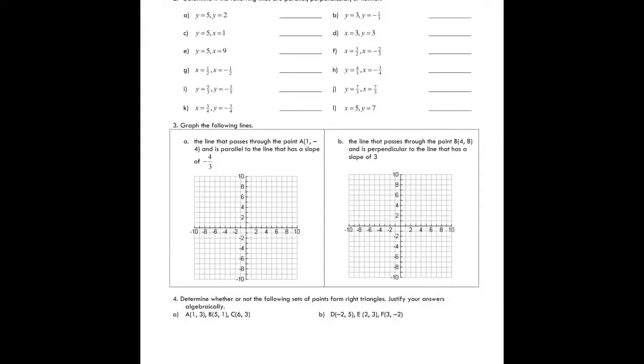So question number 2 asks us to determine if the following lines are parallel, perpendicular, or neither. Well, we know that if a line has a slope that is the same as another line, then those two lines are parallel. If the slope of the first line is the negative reciprocal of the slope of the second line, then they're perpendicular. But here, we aren't given the slopes, we're given the equations of the lines, and these are the special cases.